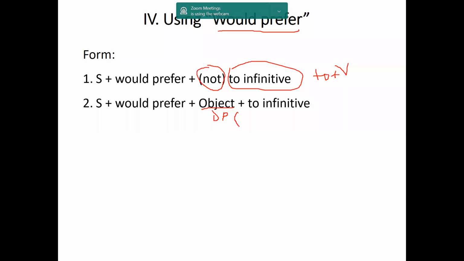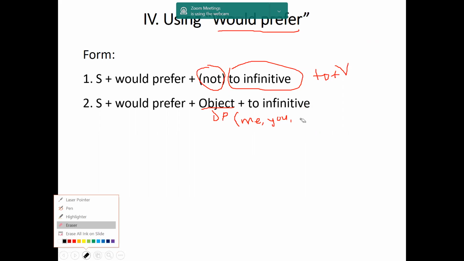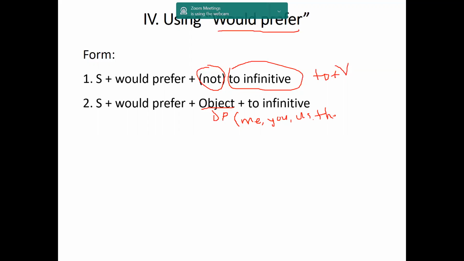Okay, so what are the object pronouns? I becomes me, right? You, still you. We becomes us, right? They becomes them. He becomes him. She becomes her. And it, it again. Okay.